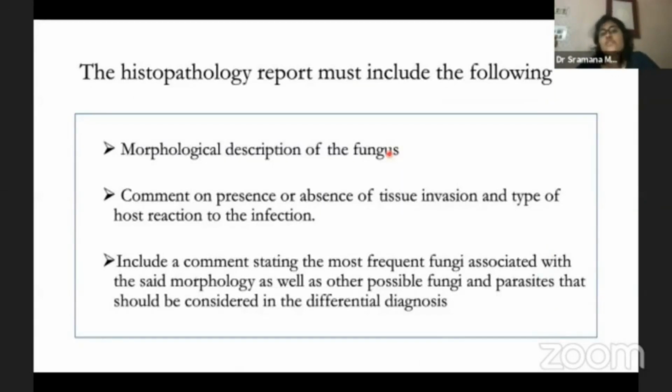So, in conclusion, a histopathology report must include the following. It should include the morphological description of the fungus. That is, are we seeing yeast forms or are we seeing hyphal forms? If we are seeing hyphal forms, are they pigmented or hyaline? Are they septate, pauciseptate, or aseptate?